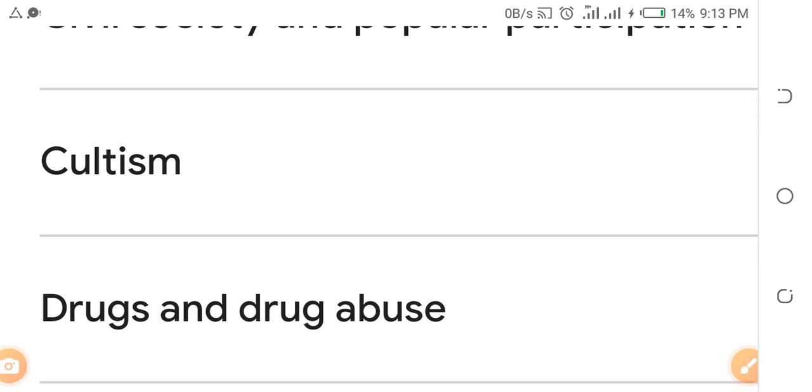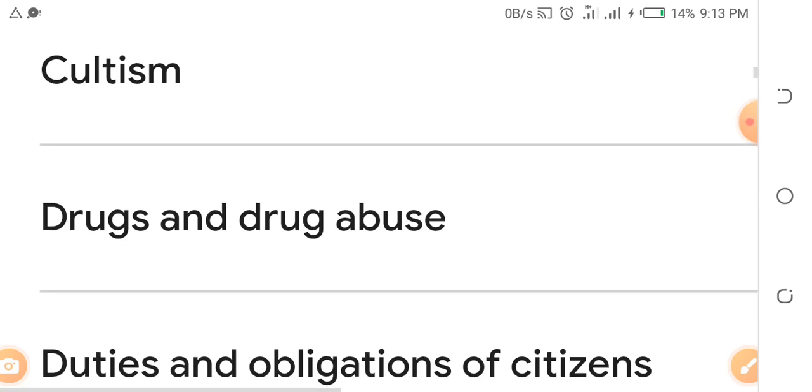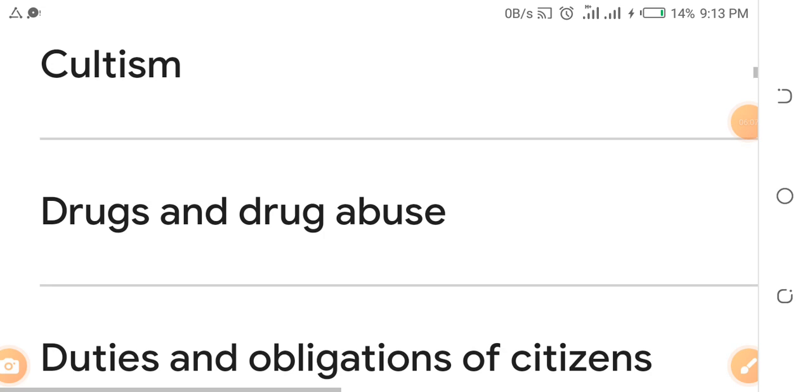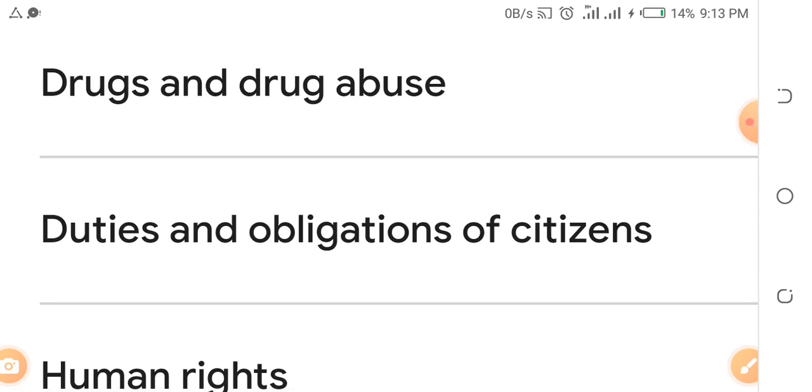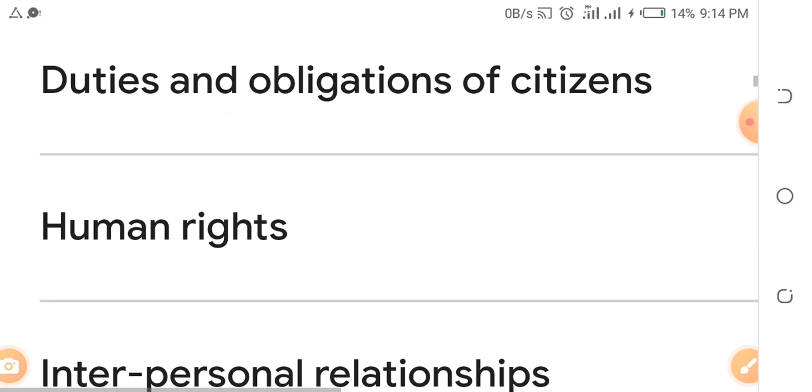The next one is cultism. I want to believe that you are noting this. The next one is drugs and drug abuse. The next one is duties and obligations of citizens. Read in your civic education textbooks, you will find these topics. So go and read, even if you have read them before, just focus more attention on them today, this night. Just pay serious attention to them.